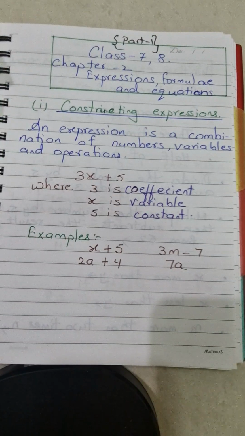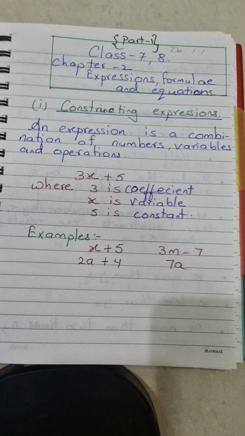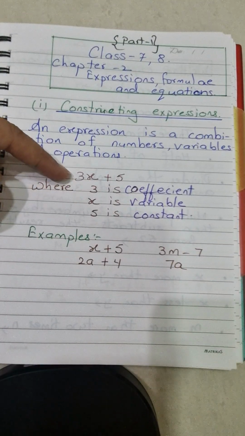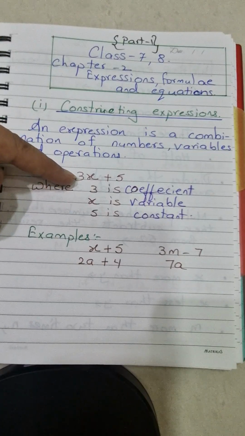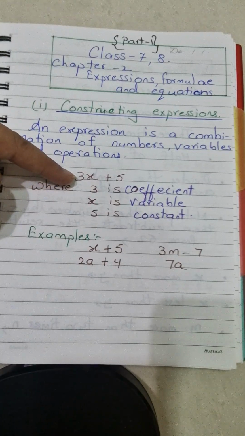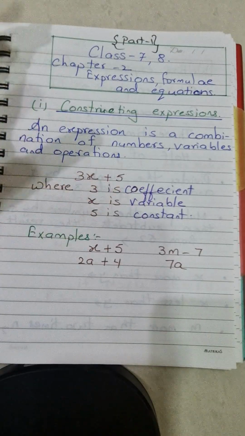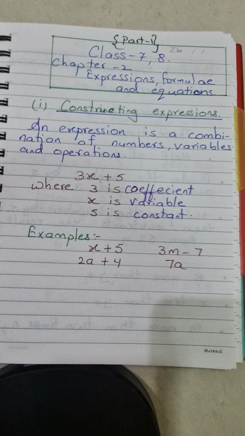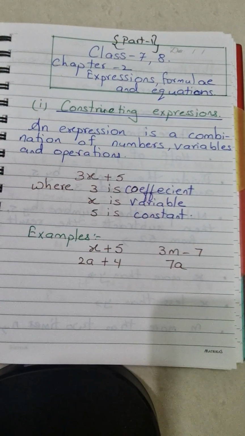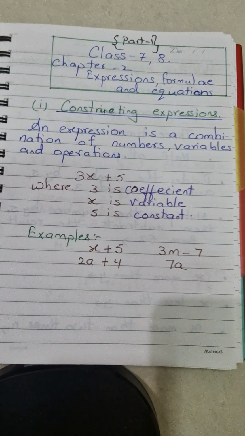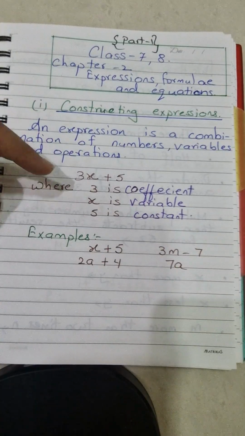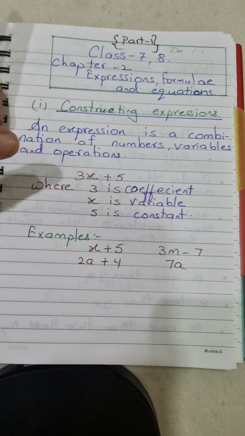Before we start, let me introduce the word expression. What do you mean by expression? An expression is a combination of numbers, variables and operations. Look here, children: 3x plus 5. You can see that 3 is a number, 5 is a number and x is a variable, and the operation is plus. Operations are the signs which we use: plus, minus, division and multiplication. These are the 4 operations. And the numbers are 3 and 5 here.